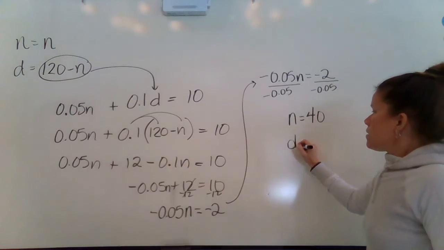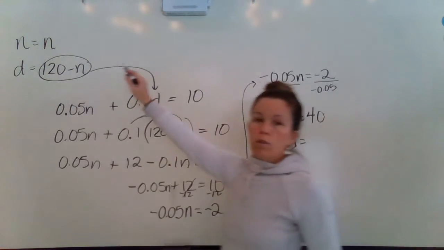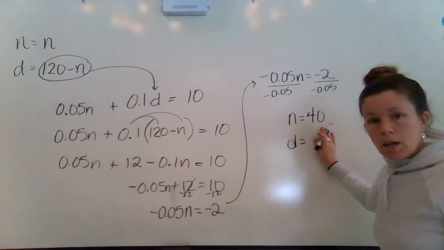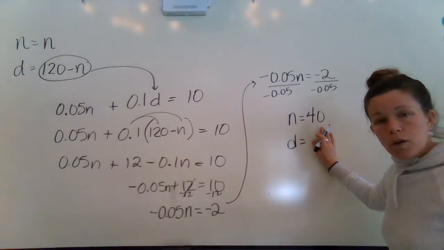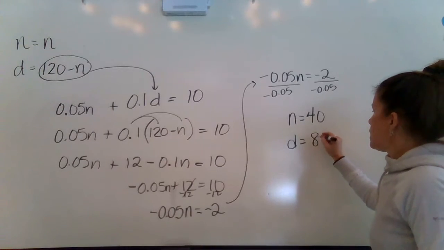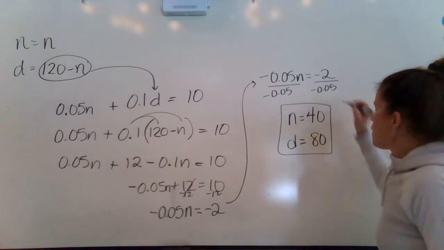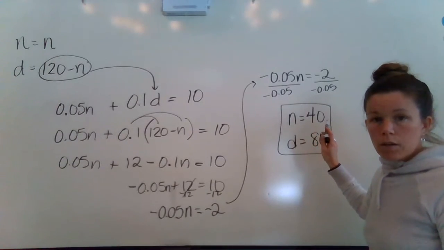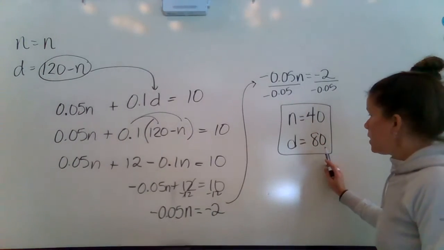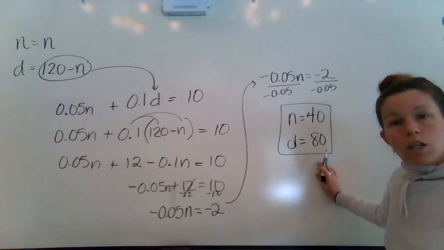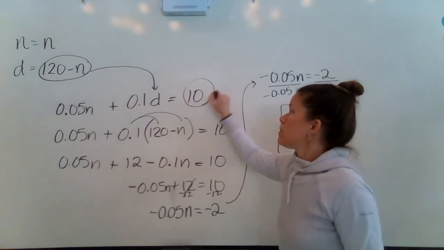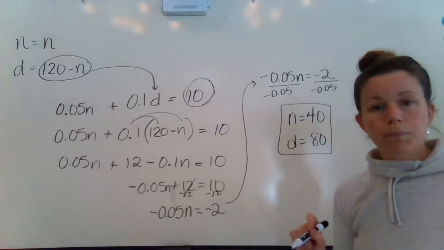If dimes equals 120 minus n, then dimes is 120 minus 40, which is going to be 80. And we could check on that. 40 times 5 cents is going to be $2, and 80 times 10 cents is going to be $8, and put them together, and they give you this $10 right there.